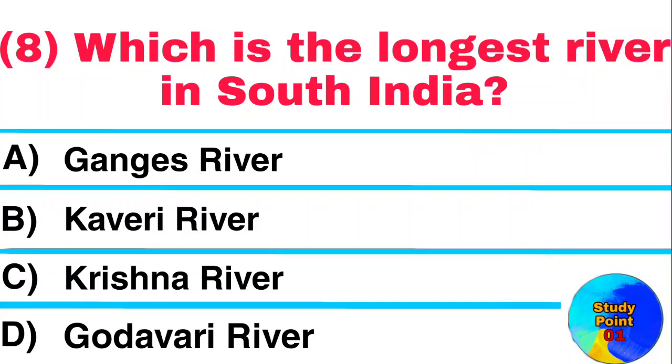Question. Which is the longest river in South India? A. Ganges River. B. Kaveri River. C. Krishna River. D. Godavari River. Answer. Godavari River.